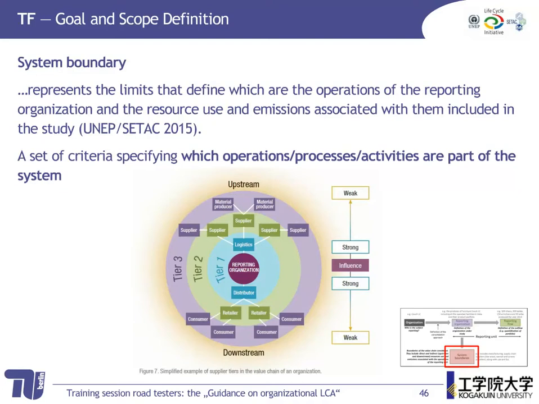It represents the limits that define which are the operations of the reporting organization and the resource use and emissions associated with them included in the study. So what we need is to define a set of criteria that specify and limit which operation processes and activities are part of the system that is being assessed.